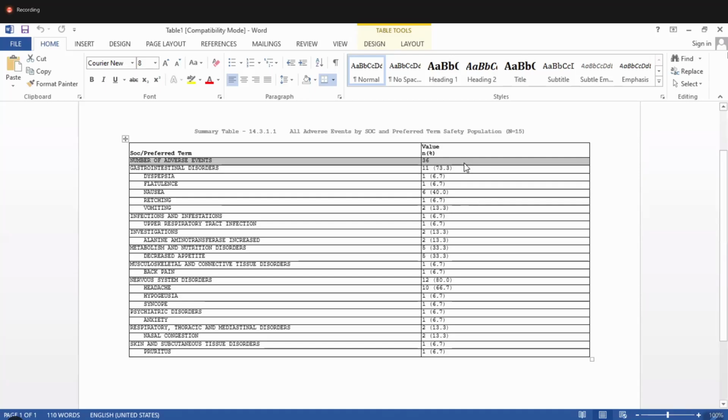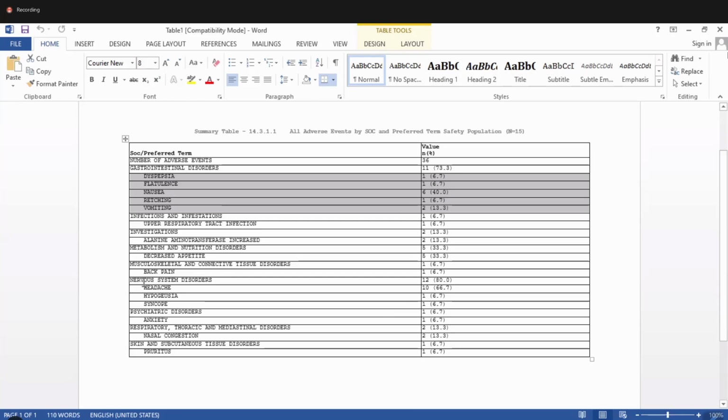36 adverse events. These 36 adverse events are affecting how many body systems? See, these are the body systems. Gastrointestinal disorder, 11. Infections, 1. Investigations, 2. Metabolism, 5. Musculoskeletal, 1. Nervous system disorder, 12. Like this, under each body system I take how many adverse events there are. Under each body system there are different decodes. For example, gastrointestinal disorder is 11. How many decodes are in these 11? Dysphagia, nausea, retching, vomiting. 1 plus 1, 2, 2 plus 6, 8, 8 plus 1, 9, 9 plus 2, 11. Total count 11.